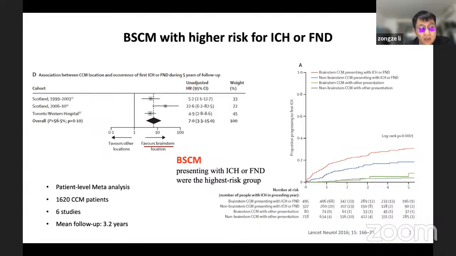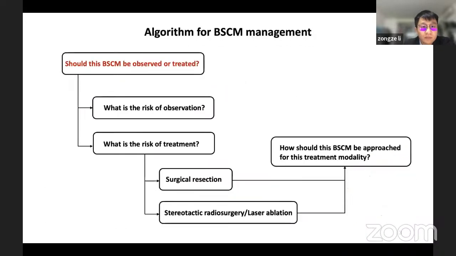The results showed us that the brainstem position is an independent risk factor for CM bleeding or neurological dysfunction. Especially, brainstem CM presenting with hemorrhage or neurological deficit has the highest risk of rehemorrhage. So we need to pay more attention to brainstem CM. And when we face patients with brainstem CM in practical clinical practice, how to make clinical decisions is always very difficult.